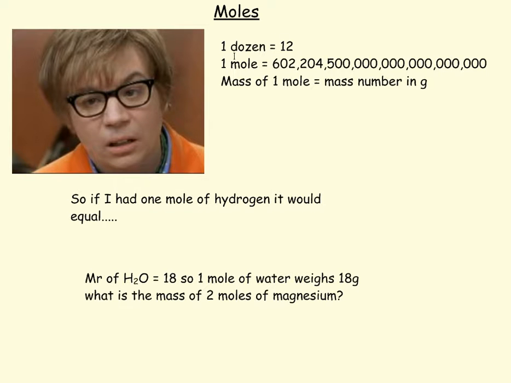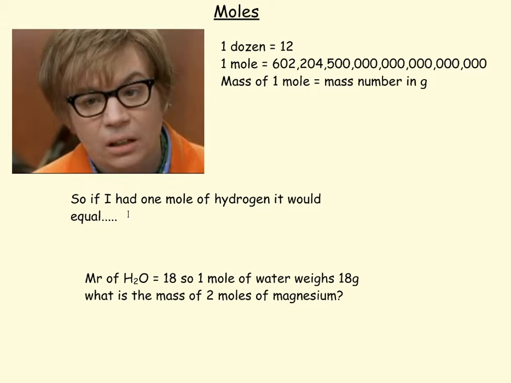So if you had this many eggs, you'd call it a dozen. If you had this many atoms, you'd call it a mole. And the mass of that mole is equal to the mass number in grams. So let's have a look at hydrogen. If you had 1 mole of hydrogen, so imagine the scene, it would equal this many atoms of hydrogen. Okay, always the same. If I had 1 mole of magnesium, it'd be that many atoms. And they won't ask you to remember that.